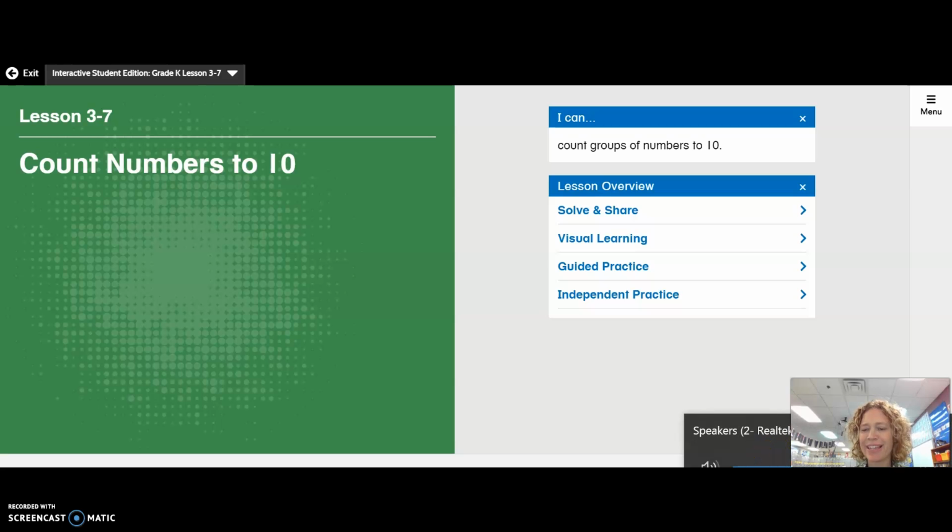Hi friends, let's take a look at today's math lesson. We are on lesson 3.7 and now we are at count numbers to 10. So our objective for today is to count groups of numbers to 10.